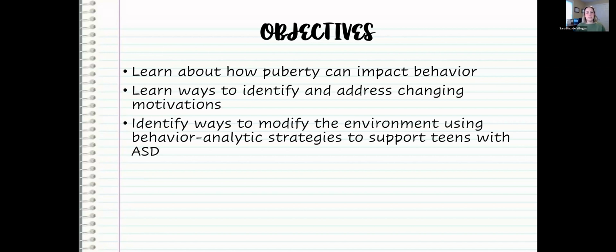So tonight we'll specifically be tackling these three main objectives. First, learning about how puberty can impact behavior. Secondly, learning ways to identify and address changing motivations. This can be a pretty challenging time for all parties involved, and motivations can certainly change. And lastly, I'd like to show you some ways that you can identify and modify the environment using some behavior analytic strategies so that you can better support your teens with autism or other disabilities or learning differences as well.